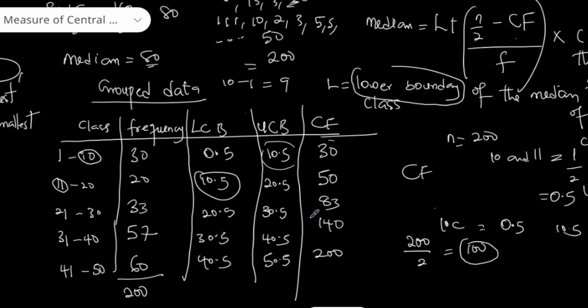Now, 100 is between 140. It means that our median class is at this point where we have 140, which is between 31 to 40. So this is our median class.